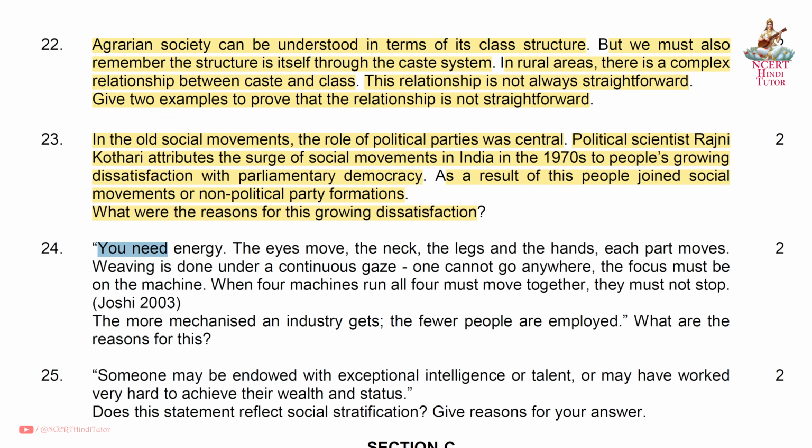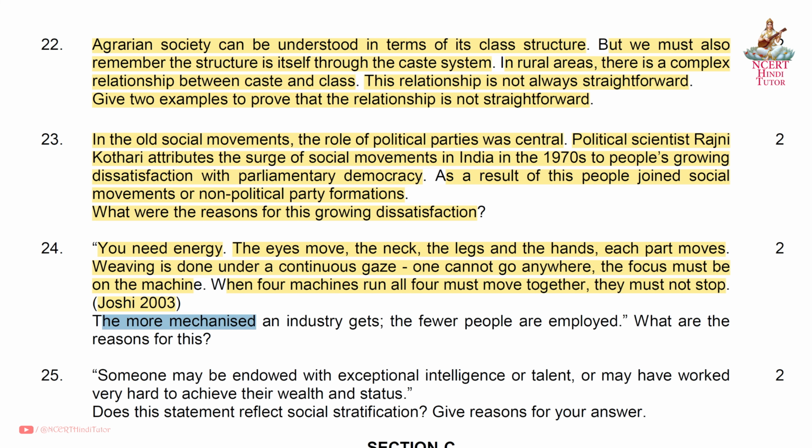Question 24. You need energy. The eyes move, the neck, the legs and the hands. Each part moves. Weaving is done under a continuous gaze. One cannot go anywhere. The focus must be on the machine. When four machines run, all four must move together. They must not stop. Joshi 2003.